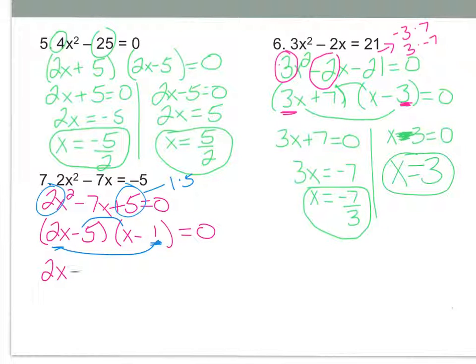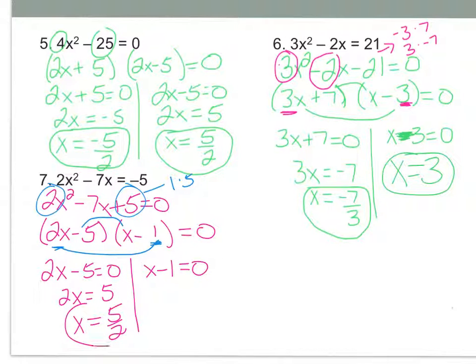So 2x minus 5 equals 0, or x minus 1 equals 0. Add 5, so we get x equals 5 halves. Or x equals positive 1.